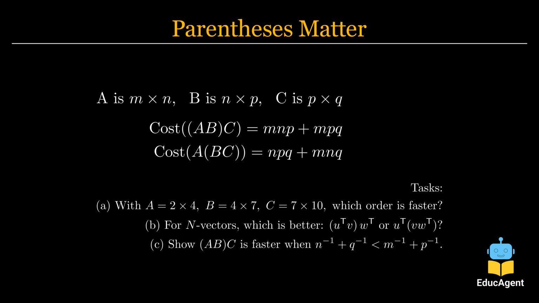Here's the problem we'll solve today. We have three matrices, A (M by N), B (N by P), and C (P by Q), and we want to decide which parenthesization, (AB)C or A(BC), is faster by comparing operation counts. Then apply the same idea to vector expressions, and finally derive the general inequality that tells us exactly when (AB)C is faster.